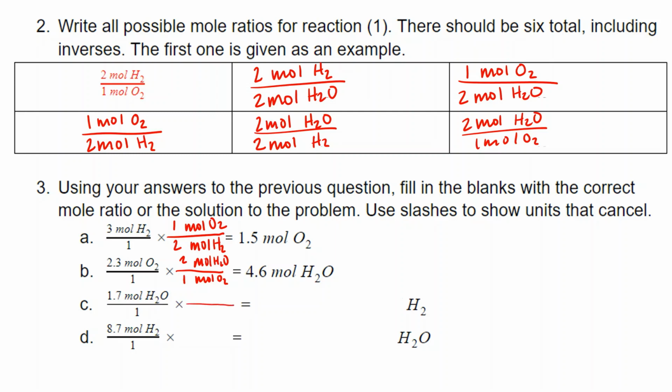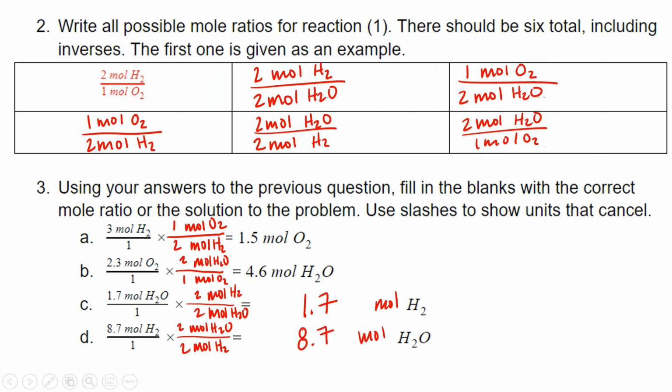For this one, we want to change moles of H2O into moles of H2. So I'm going to have 2 to 2 here. So my answer is going to be 1.7 moles. Here, we want to change moles of hydrogen into moles of water. And so that ratio is 2 to 2, and we get 8.7 moles for our answer.